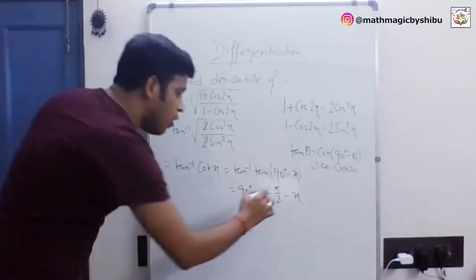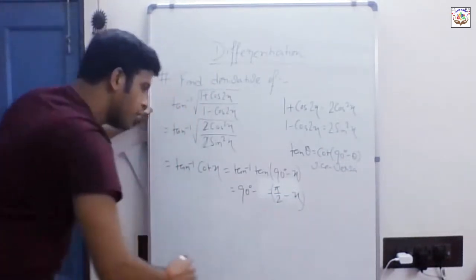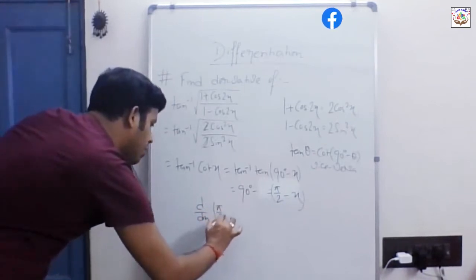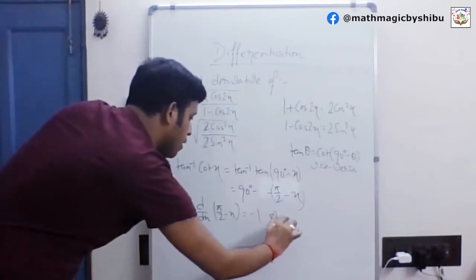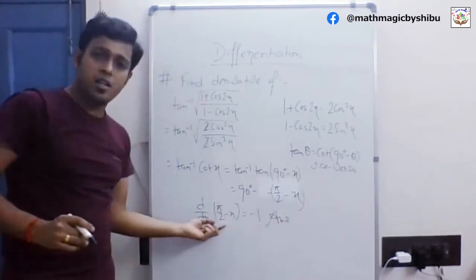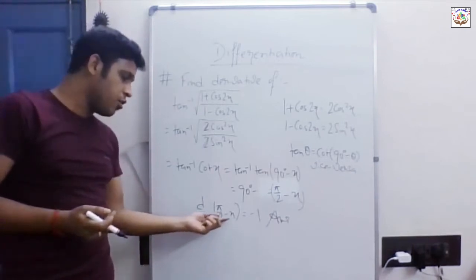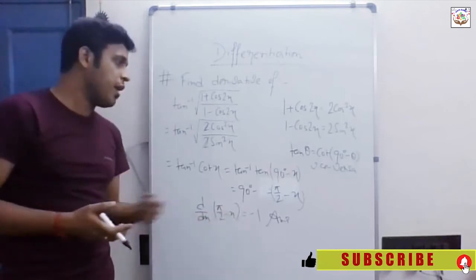Now we will differentiate only this part. So this is our main problem actually. So d dx of pi by 2 minus x would be minus 1. Why? Because pi by 2 is a constant term, so d dx of pi by 2 would be 0, and minus d dx of x. d dx of x is 1. So the answer is minus 1.